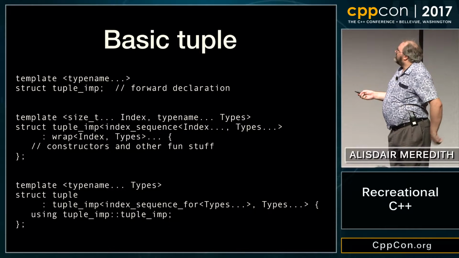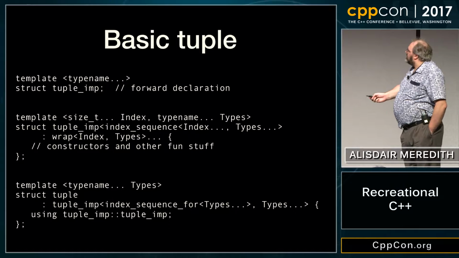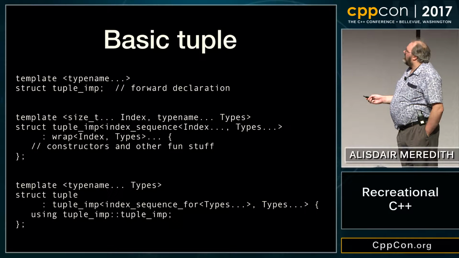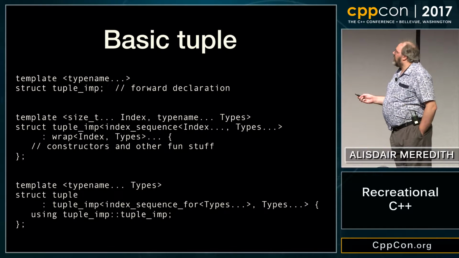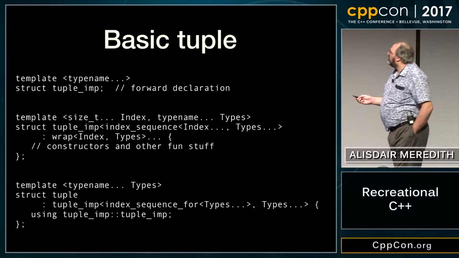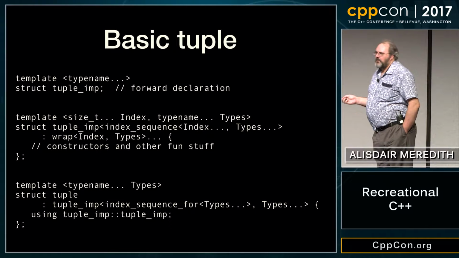I've actually got it on the next slide. Basic idea is I'm going to have an implementation class, which I forward declare, and using the C++14 type index_sequence, which will make me a sequence of 0 to n-1, where n is the number of types in the parameter pack. I will now have two parameter packs here, of indices and types, of exactly the same length. I can just derive from my wrap class, which you'll see on a slide or two, which is indexed by a number and the type.